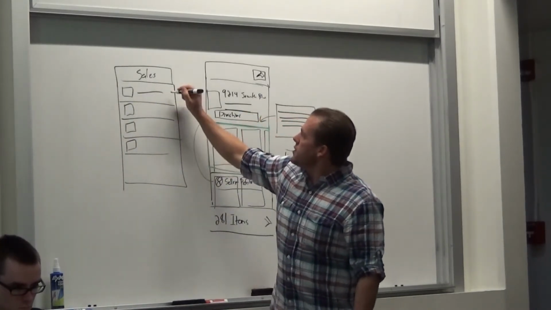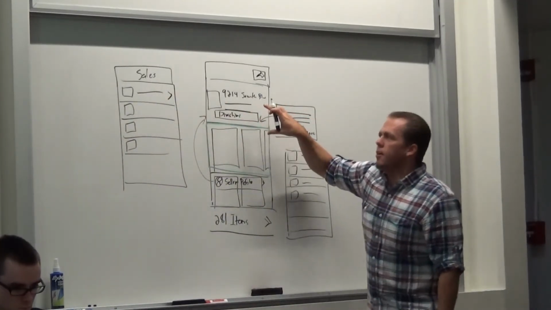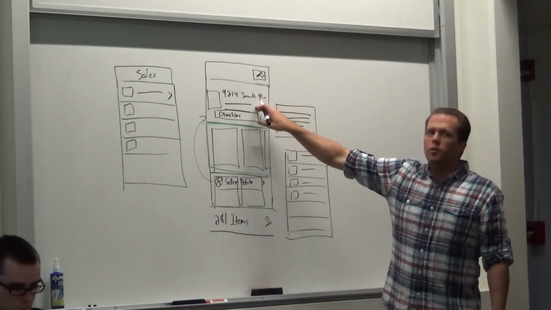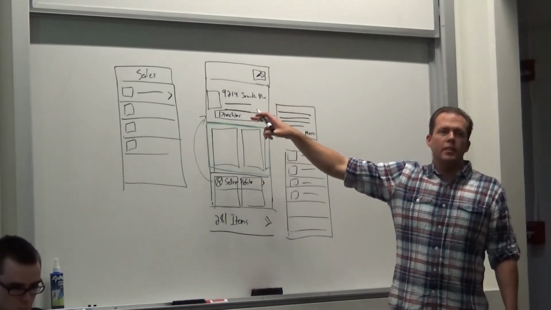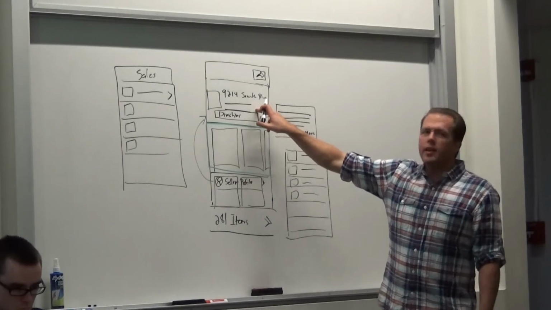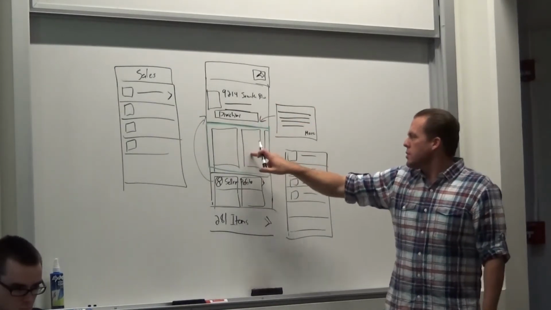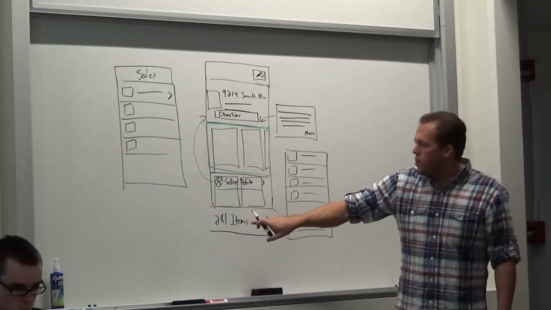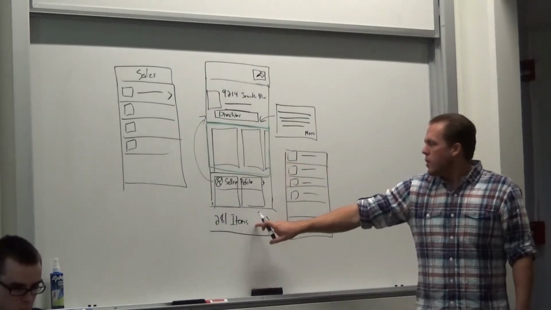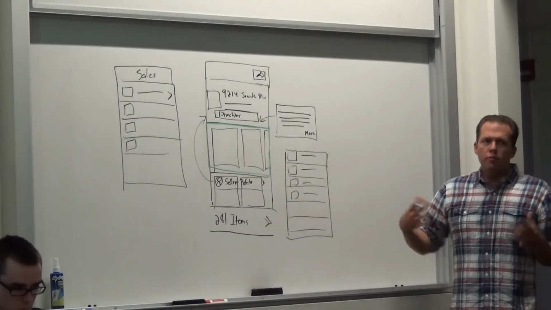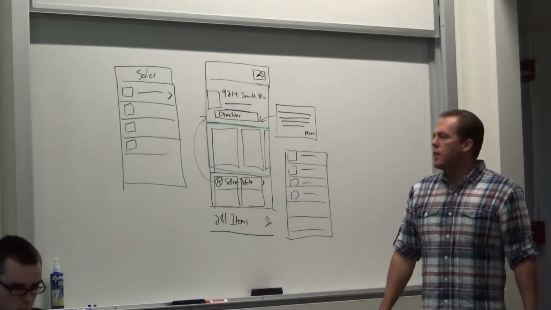You clicked on one sale and you went to the detail of the sale. Now this sale, remember that entity relationship model? A sale has multiple items. So you could do it this way, where you go from a detail into another list. That's a perfectly legitimate way to do it.